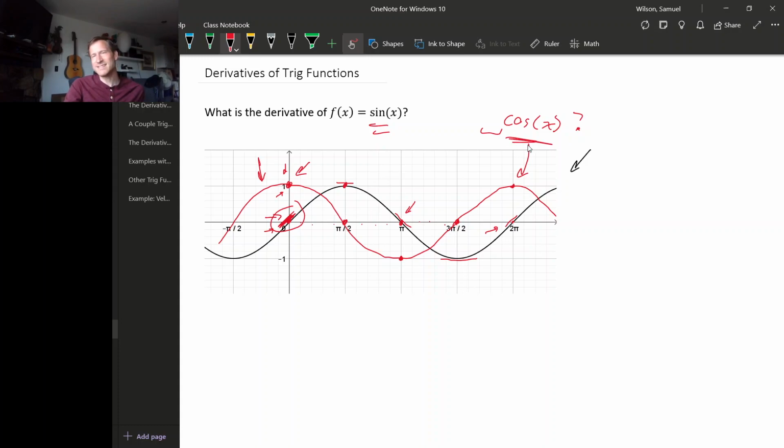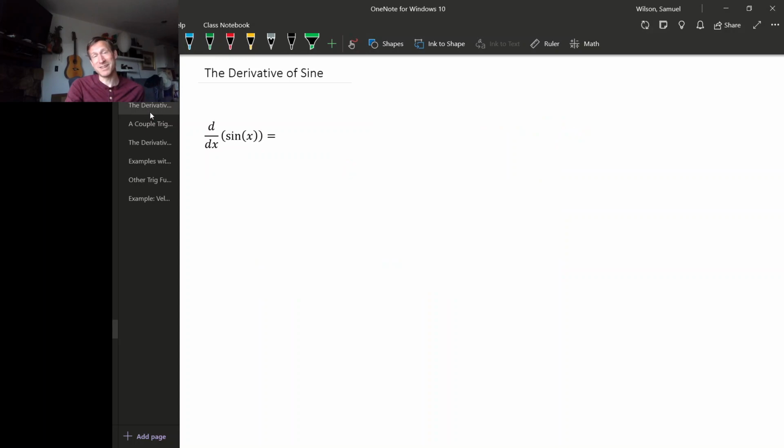Well, that's a decent guess, right? It's good to know what you think the derivative is before you try to calculate it exactly. But this isn't a proof. This doesn't get us out of actually finding the derivative of sine exactly. So let's use the limit definition to find the derivative of sine. So the derivative of sine at x is going to be the limit as h goes to 0 of sine of x plus h minus sine of x over h.